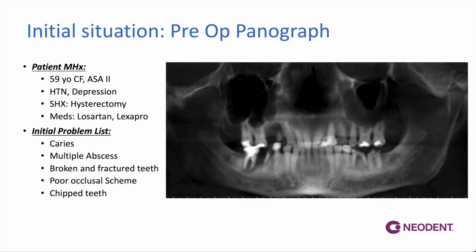From the panoramic image and from our clinical assessment, we can find that our patient here is suffering from generalized caries on all remaining teeth, multiple abscesses. In fact, a few of them are quite large. Several broken and fractured teeth. She also has a poor and uneven occlusal scheme, a relatively deep bite, and chipped teeth.